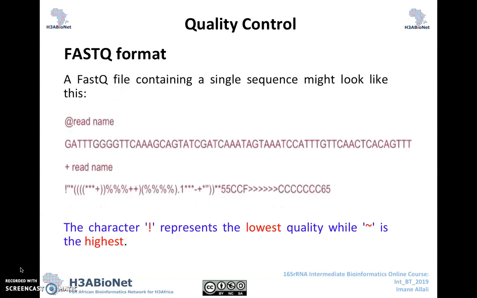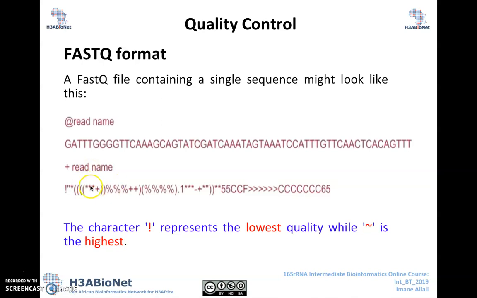So here you have an example of how a FastQ file containing a single sequence might look. The first line has the @ character followed by the read name. In the second line, we have the actual sequence. On the third line, we have the plus and the name of the read, or some other information regarding the read, or it might also be empty.